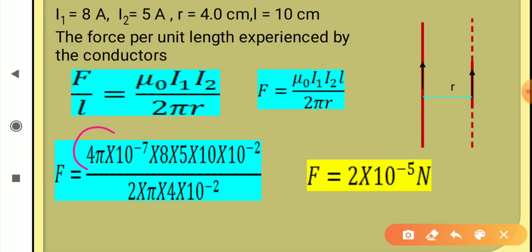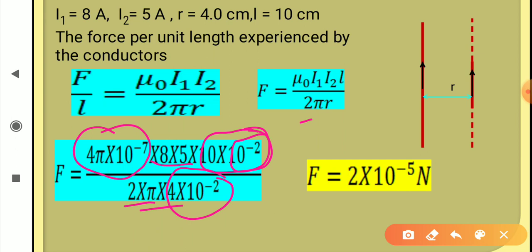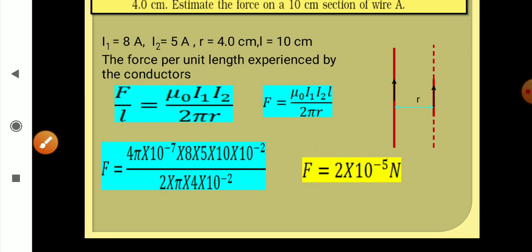Mu naught is 4 pi into 10 to the power minus 7. I1, I2, 8 ampere, 5 ampere. And the length is 10 centimeter, so 10 into 10 to the power minus 2. Centi means 10 to the power minus 2. You have to take everything in SI units. So upon 2 pi into R, R is 4 centimeter, 4 into 10 to the power minus 2. Simplify it, you get force F is equal to 2 into 10 raised to the power minus 5.